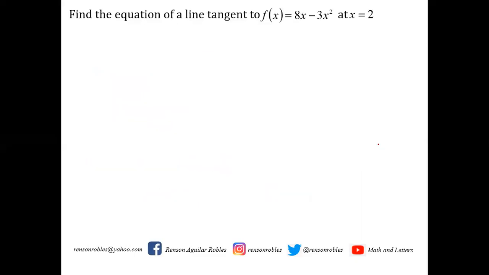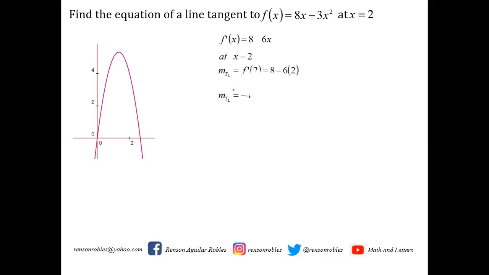For instance, if we want to get the equation of the tangent line to f(x) = 8x minus 3x squared at x = 2, we can describe the curve 8x minus 3x squared as a parabola that opens downward, passing through the point (0, 0). And to get the slope of this tangent line, we just differentiate 8x minus 3x squared, and therefore f'(x) is equal to 8 minus 6x. And replacing x by 2, we have our slope of the tangent line, given by f'(2), which is equal to 8 minus 6 times 2, and that is equal to negative 4.